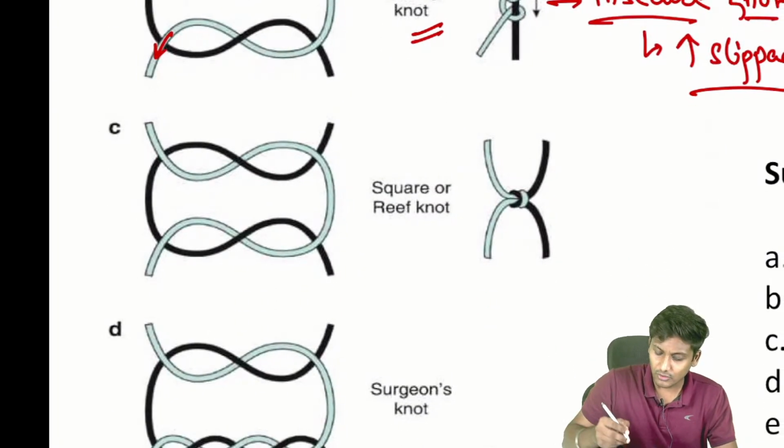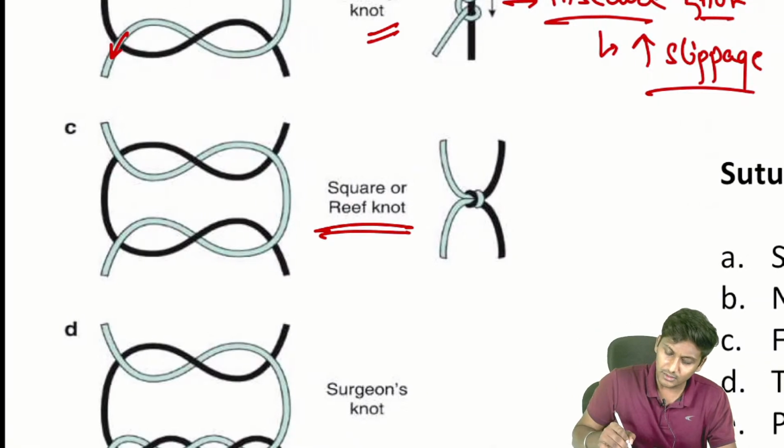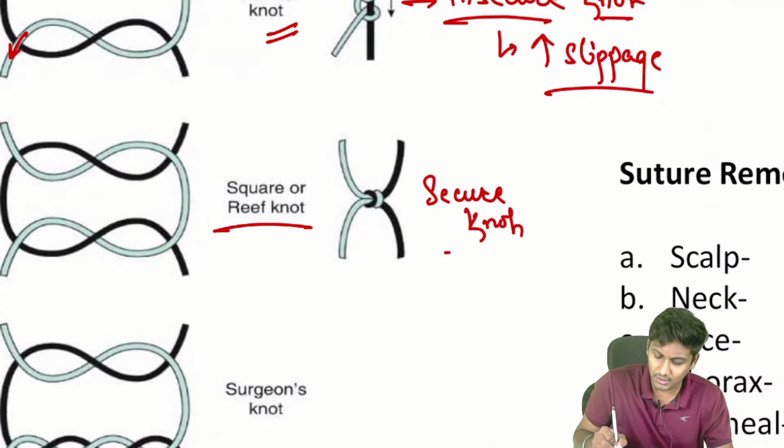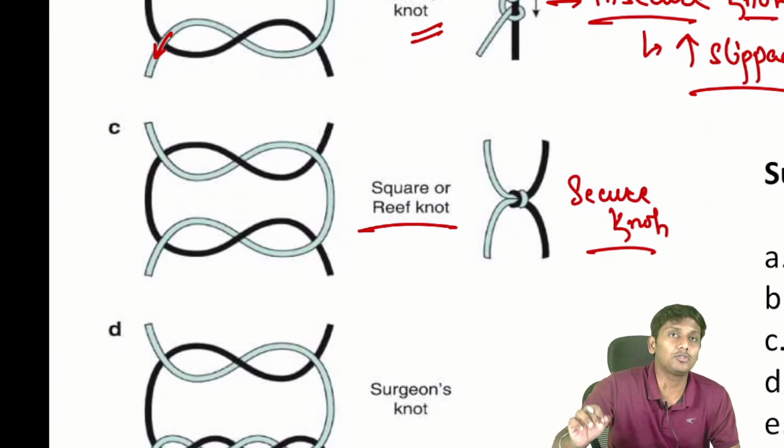The second one is called the square or reef knot. The square or reef knot बच्चे, this is the secure kind of a knot. The square or reef knot which is there, it is a secure kind of knot. That means it is not going to slip off easily.